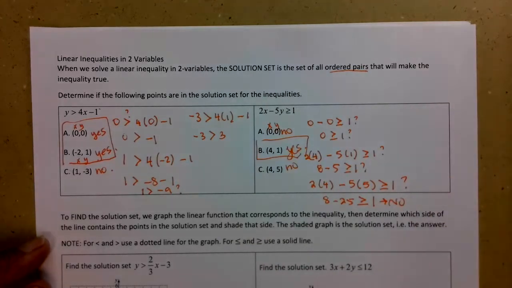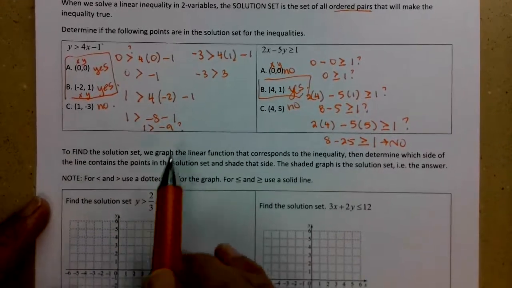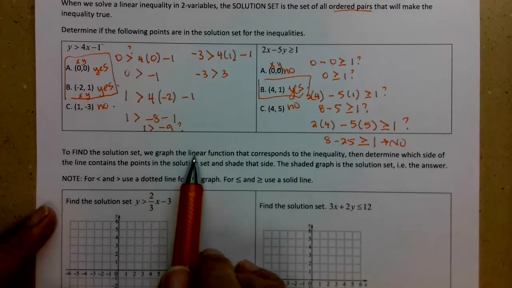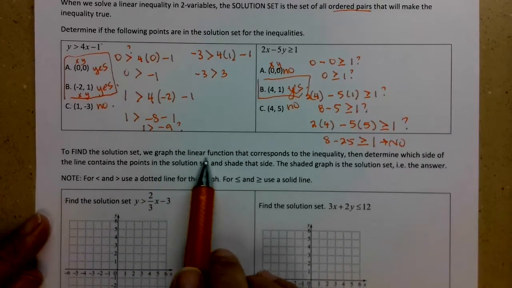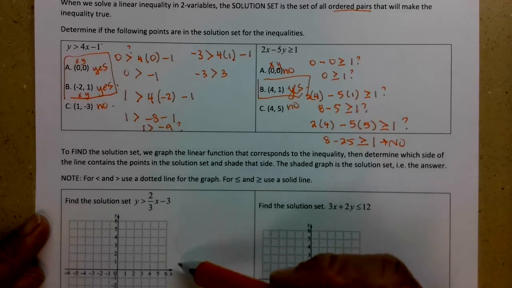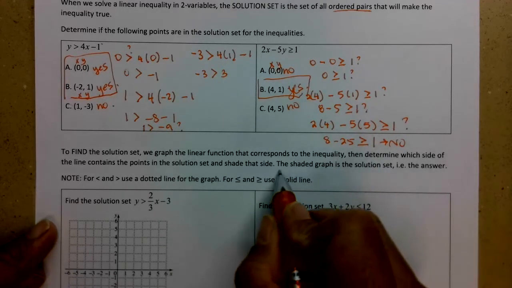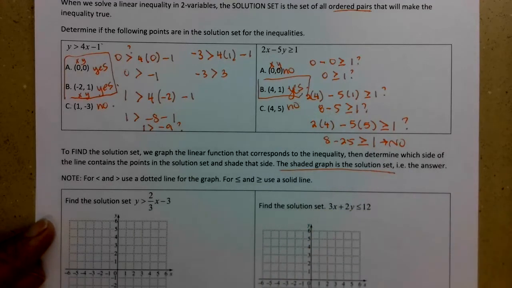Now, we wouldn't want to just guess and check every single ordered pair that's out there to see if it was in the solution set. So instead, what we're going to do is graph the related linear equation, and then we'll determine which side of the line contains the solution set. The shaded region of the graph is the solution set. That's how we indicate it.